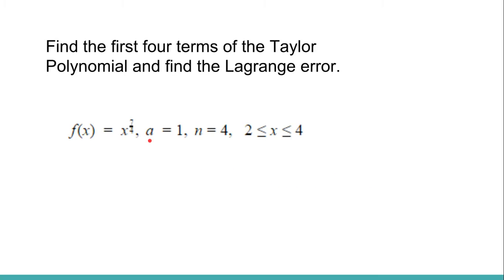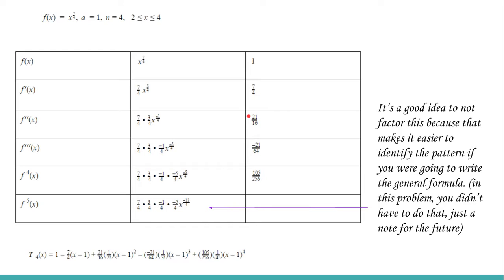The center that you're given here is a equals 1, and your n value is 4. And then you are given an x domain. For the first part of this problem, I wanted to point out how the coefficients in the table, here and here and here, are not combined. In this problem, you don't have to worry about making a general formula. But if you had to make a general Taylor polynomial formula if it were asked of you in the problem, it would be helpful just to leave the coefficients as is.